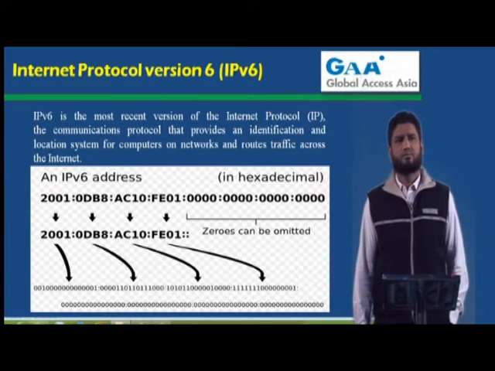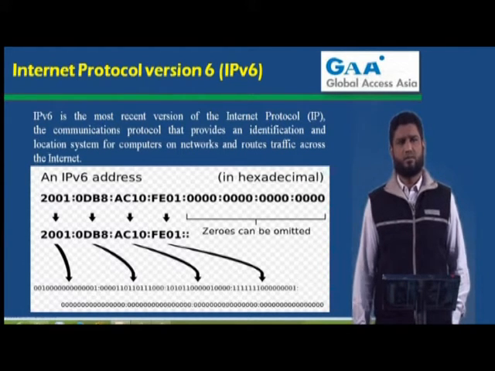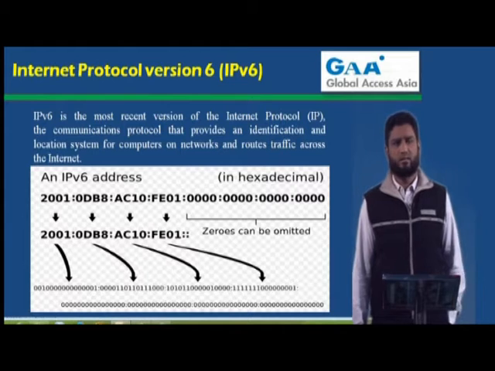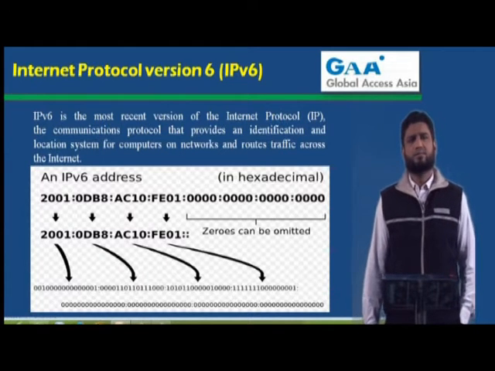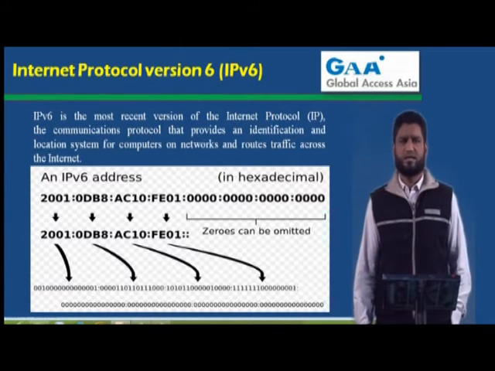And here you can also see in this figure that the zeros can be omitted, and how all the values from the hex state can be defined in binary format in the lower part of this figure. We'll have the details of the basic structure of IP version 6 and how it is calculated.